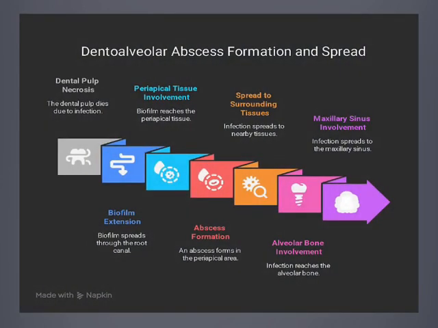Dentoalveolar abscess forms when infected pulp tissue dies, and biofilm spreads through the root canal into surrounding tissues. This leads to abscess formation in the periapical area, which can extend to alveolar bone and even the maxillary sinus, illustrating how oral infections can spread beyond the tooth itself.